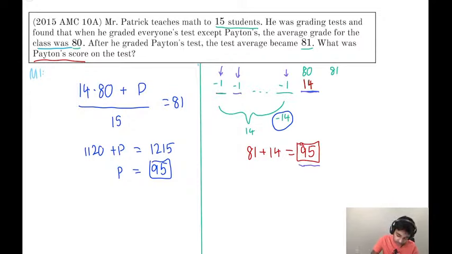So all the students have an average of 80. Overall, 14 students are 1 less than the average, so that's negative 14 relative to the average. And then after that, we just add 14 to 81 to get 95. So on average, it's going to be 1 less. Maybe this one will be 3; it does not necessarily all have to be negative 1. But on average, it's going to be 1 less than the average. So in total, it's going to be 14 less than the average, so we must have 95.